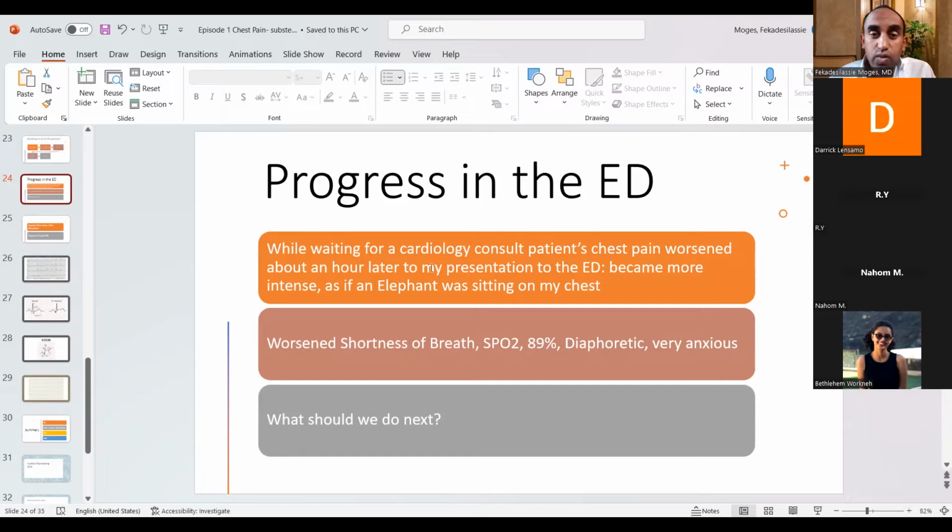So the progress while waiting for the cardiology consult: patient's chest pain worsened about an hour after presentation to the ED, became more intense, as if an elephant was sitting on my chest. Worsened shortness of breath. Now the shortness of breath became most important. Saturation dropped to 89%. I am more diaphoretic, very anxious. What shall we do next?